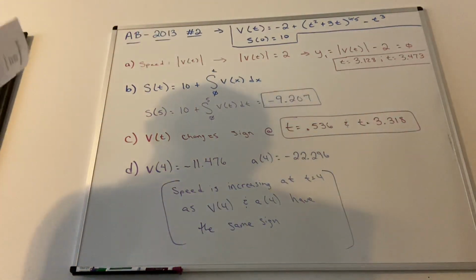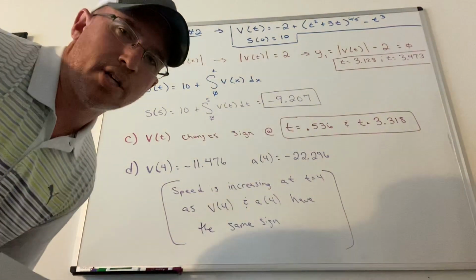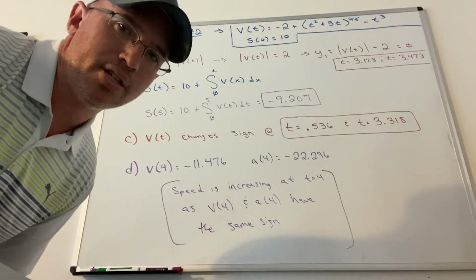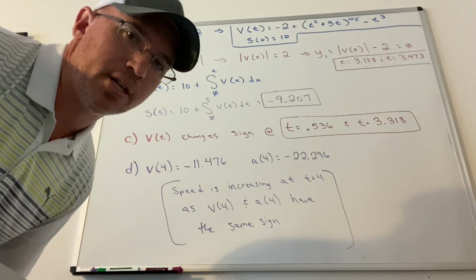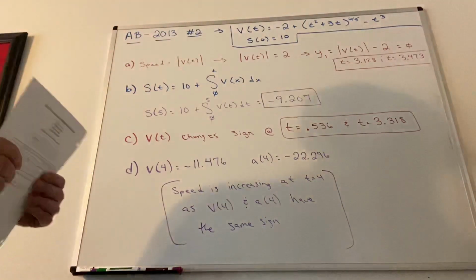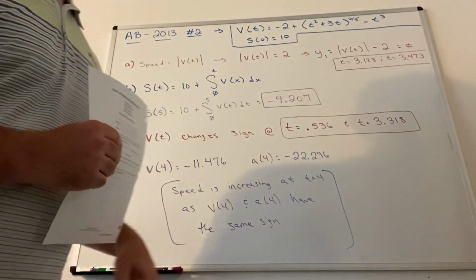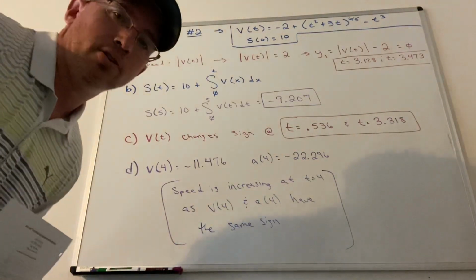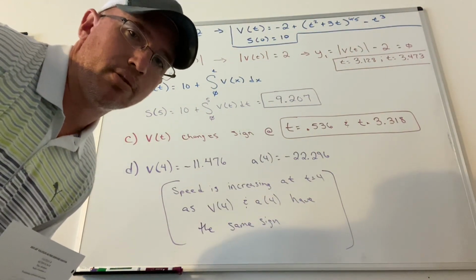Okay, part C, find all times t between 0 and 5 when the particle changes direction and justify. Okay, so a particle changes direction when its velocity changes sign. So you're just plugging the velocity equation into your y equals screen, graphing it, and you're seeing that it changes sign at 0.536 and 3.318. Again, you're using that second trace feature to find your zeros on your graph.